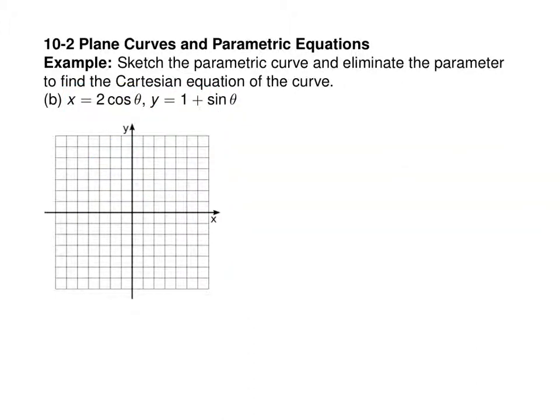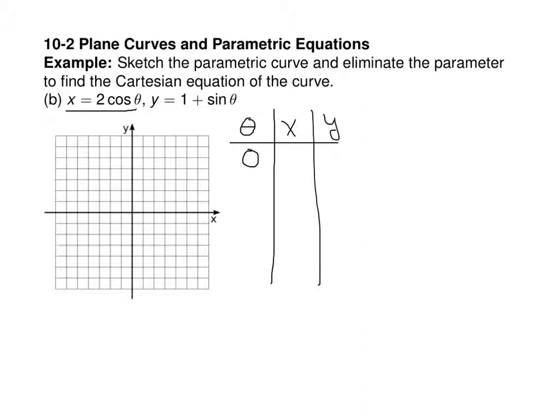Now next we have a curve that has theta as the parameter. Okay, so if you plug in theta equals 0, cosine of theta is 1, so x is 2 times 1, which is 2, and sine of theta is 0. 0 plus 1 gives us 1. So we have the point x is 2 and y is 1, right there. And then if we input, say, pi over 2, let's pick nice easy ones. Cosine of pi over 2 is 0. Sine of pi over 2 is 1, so that will be 1 plus 1, or 2.